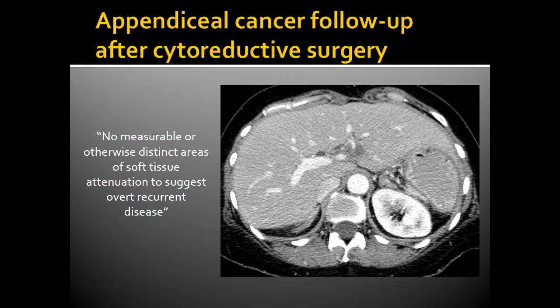This next case is a patient with appendiceal cancer follow-up after cytoreductive surgery. The radiologist is an experienced abdominal imager who knows where appendiceal carcinoma likes to hide. However, he misses this implant in the left lobe that's occluding the left portal vein. There are likely systematic factors contributing to this perceptual error.